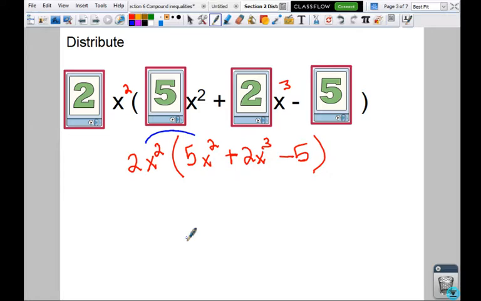Alright, Tyler, start us off. I'm going to distribute 2x squared times 5x squared. What do I get? 10x to the 4. Yep. I get 10x to the 4.